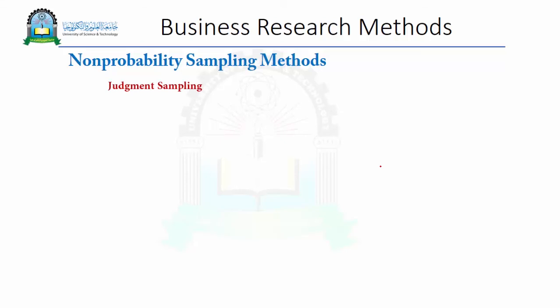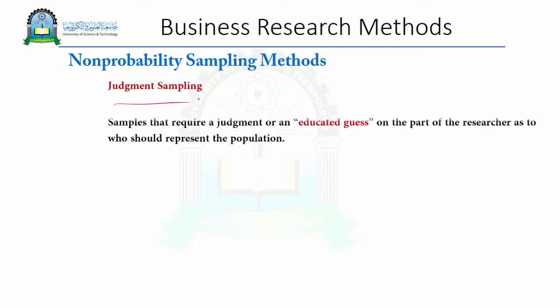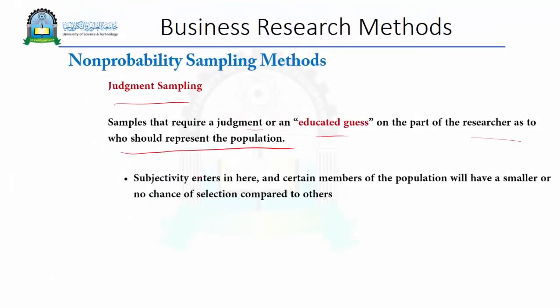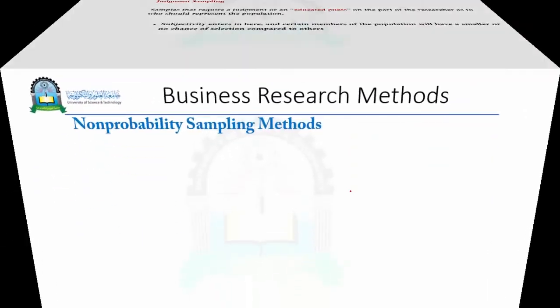The non-probability sampling method has another technique, which is judgment sampling. This is a sample which depends on an educated guess by the researcher, requiring a judgment on the part of the researcher as to who should represent the population. So subjectivity enters here, and certain members of the population will have a smaller or no chance of selection compared to others.